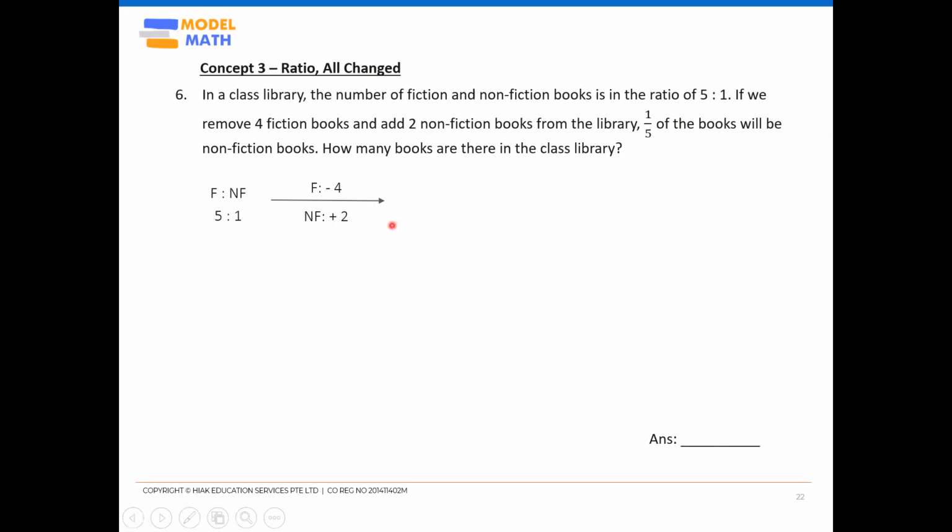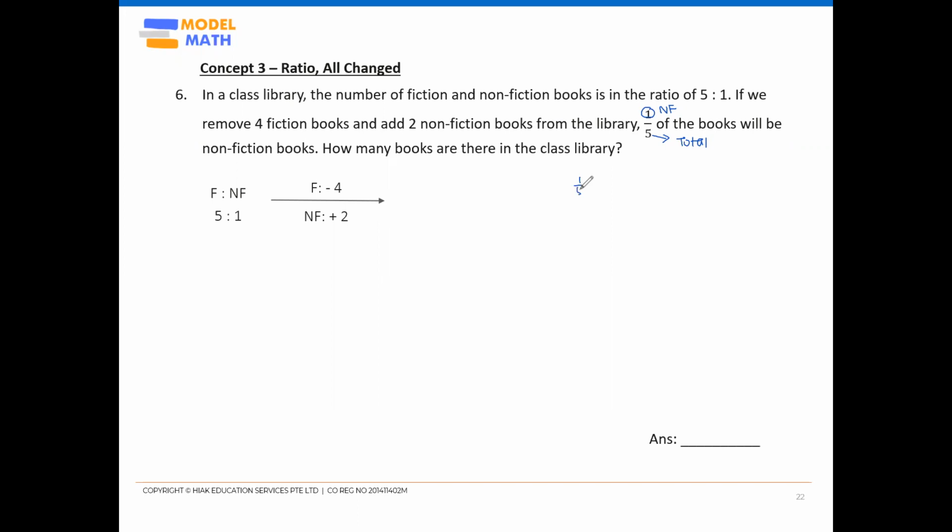Now, in the end, 1/5 of the books will be non-fiction books. So when I say 1/5 of the books are non-fiction, we can understand that the 1 is the non-fiction. I hope you're clear on this. Now the 5 here is referring to the total books, not the fiction books.